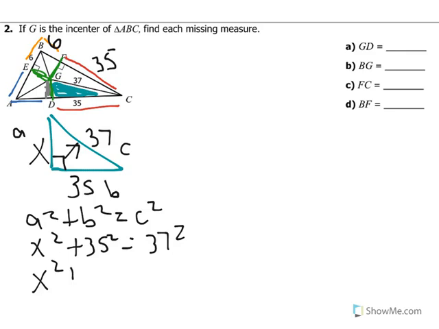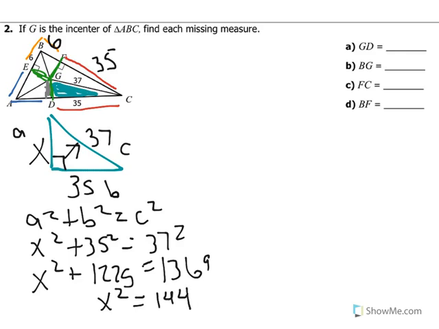So x squared plus 1225 is going to equal 1369. Subtract 1225 from both sides, and we get x squared to equal 144. Take the square root, and that gives us 12. So this side would be 12. So that's GD. The next thing we're looking for is BG.